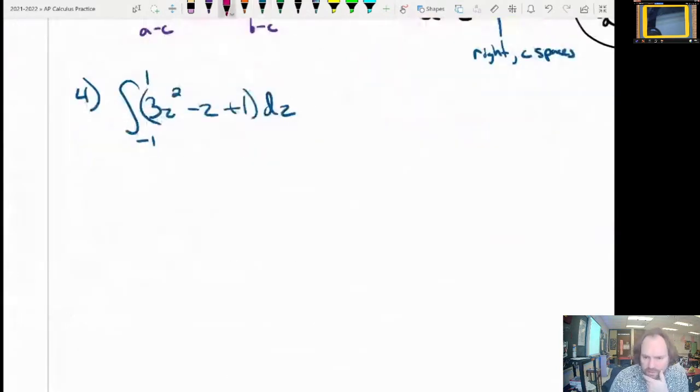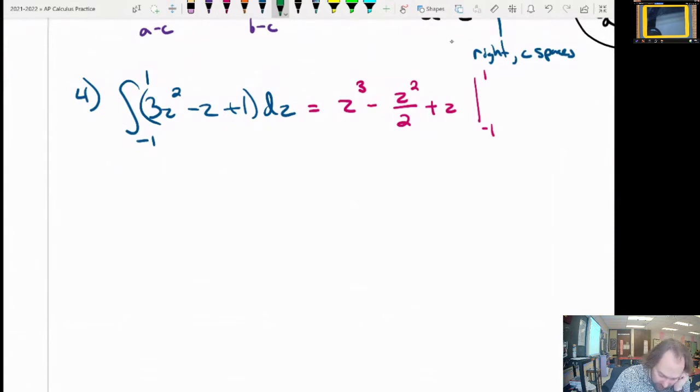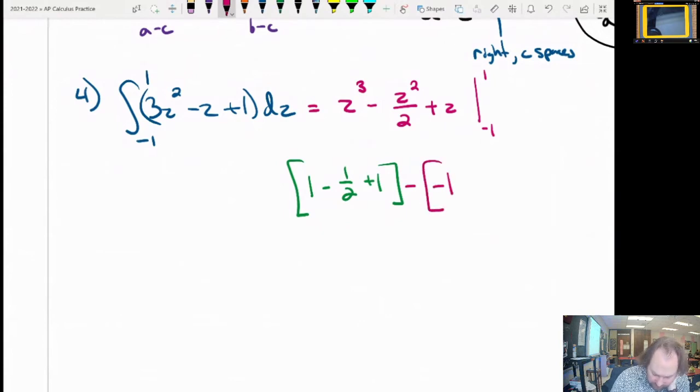So what we're going to do here is find the antiderivative of that expression, which is actually pretty simple to do. That's z to the 3rd power minus z squared over 2 plus z. And we're going to evaluate this from 1 to -1. Meaning we're going to plug in 1, plug in -1, and then subtract. And that's a pretty simple thing to do. If you plug in 1, you end up getting 1 minus 1/2 plus 1. And then if you plug in -1, you're going to get -1, another minus 1/2, minus 1.